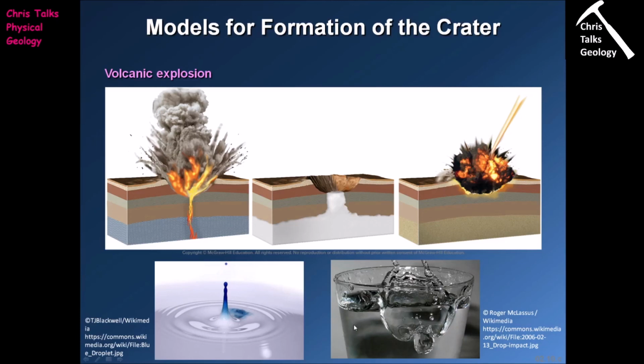Now, the final thing that we're going to want to see is other examples of this which match our model, because remember, it's always good to constantly test your hypothesis. So what we're going to want to do is find other craters created by meteorite impacts, and we're going to want to see the same features.